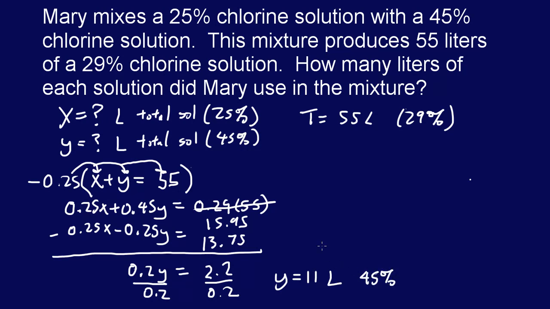And then we can take this and we can just plug it back into our original equation. X plus Y is equal to 55. So we substitute the Y. So we have X plus 11 is equal to 55. And then we subtract 11 off both sides. And then we're left with X is equal to 44 liters of 25% solution.